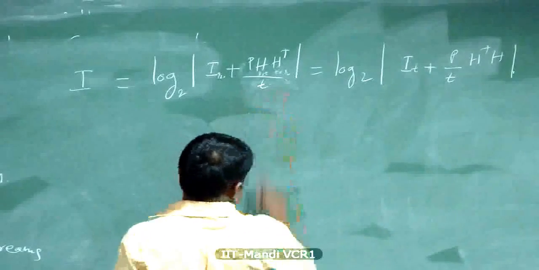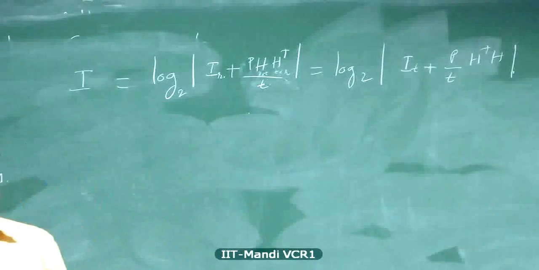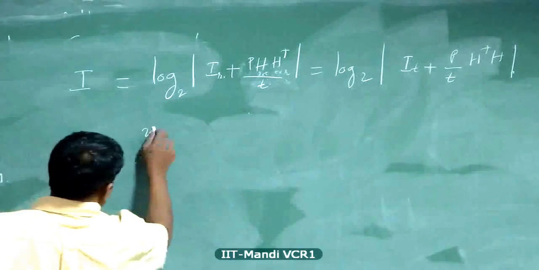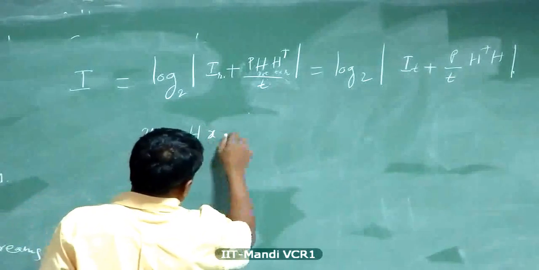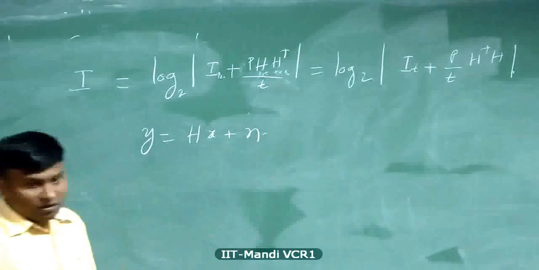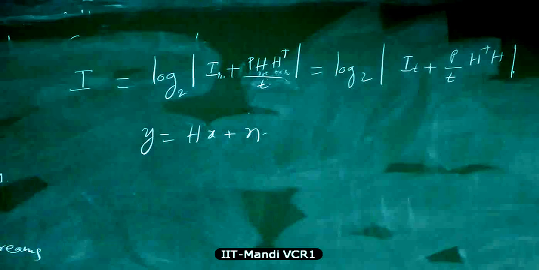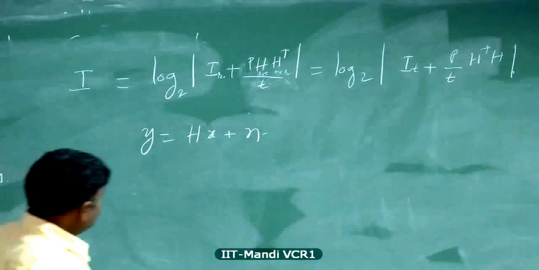This stands for determinant. How do you derive this? Well, calculate the mutual information for the system model Y equals Hx plus N without having channel knowledge H at the transmitter. You can derive this. It's given in the Telatar paper. You can go through it. Otherwise, we can also derive it. It's not a big deal.